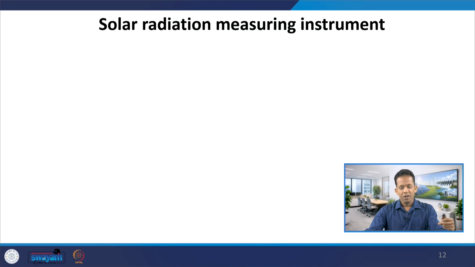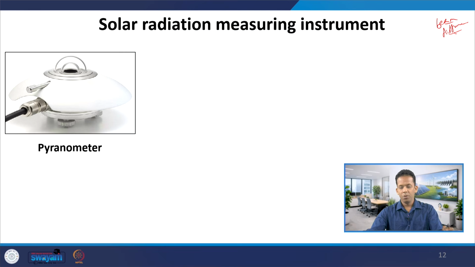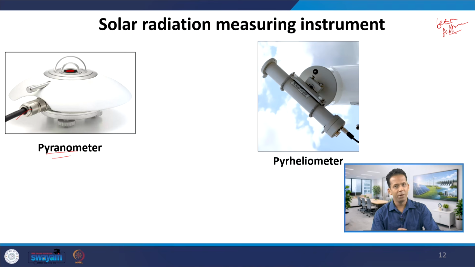Now, there are different equipment or instruments used for measuring solar radiation. Since there are different types of radiation, there are different types of instruments which can measure them. We basically have two types of radiation, beam and diffuse, which need to be measured. The first equipment is called a pyranometer. It looks like a small plate with a globe on top of it and a black thermophilic material at the bottom, connected to a wire which generates voltage and causes current to flow.